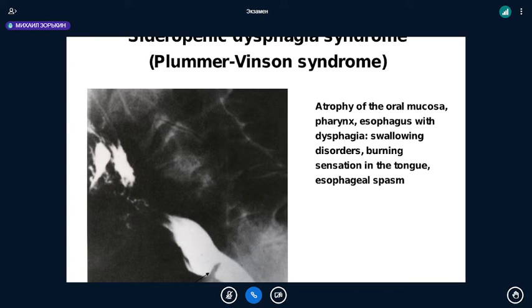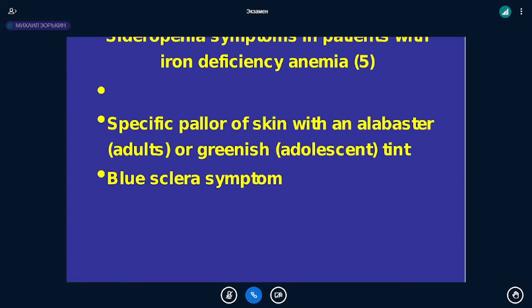Here it is, X-ray, in order to detect the swallowing disorder and the spasm of the esophagus, when we can see that the contrast cannot enter towards the remaining parts of the esophagus. Blue sclerae symptom, when we take a look at the patient's eyes.